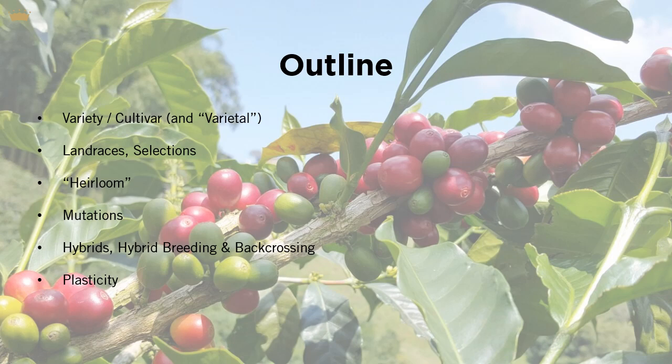Today's class will cover a number of topics related to the botany of the coffee plant, specifically related to classification. We'll look at the terms of variety and cultivar and dissect different subcategories, including landraces, selections, heirloom varieties, mutations, hybrids, how hybrid breeding works, and look at the plasticity of coffee.